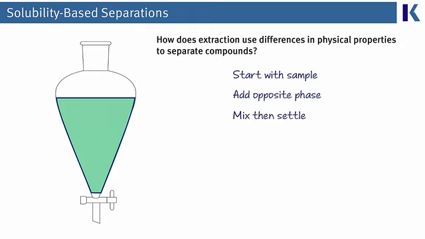Now for the question of how this works. So, how can a separatory funnel be used to separate components of a mixture based on the differences in solubility? A single component can be extracted from the sample phase into the opposite phase based on comparative solubility.